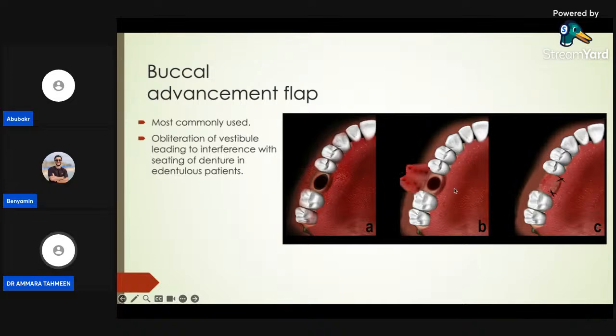If you are using a buccal advancement flap and your vestibule is obliterated, there will be interference with the retention of the denture. Hence it is not indicated in edentulous patients. Once the tension-free flap is obtained, it is closed with the palatal margins. So this is the most commonly carried out procedure, the buccal advancement flap, also known as Rehrmann's flap.